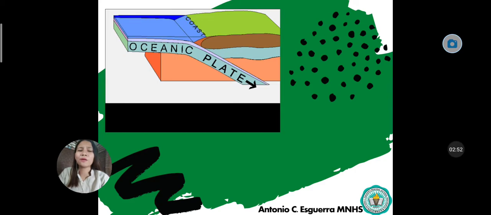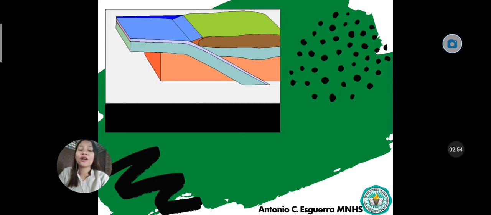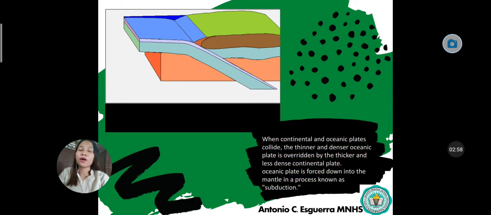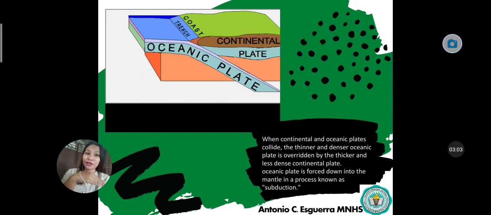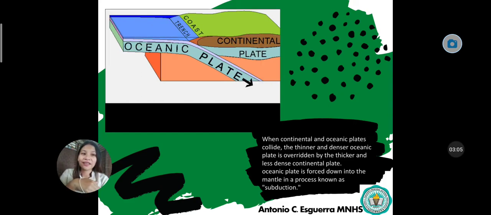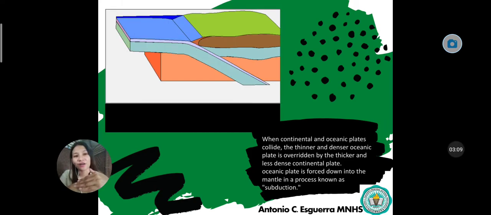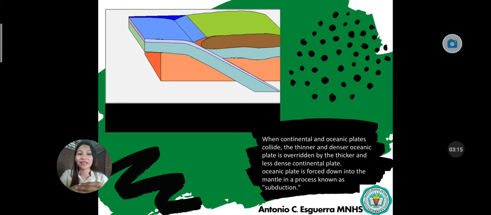Let's talk about the oceanic to continental convergence. When continental and oceanic plates collide, the thinner and denser oceanic plate is overridden by the thicker and less dense continental plate. The oceanic plate is forced down into the mantle in a process known as subduction.